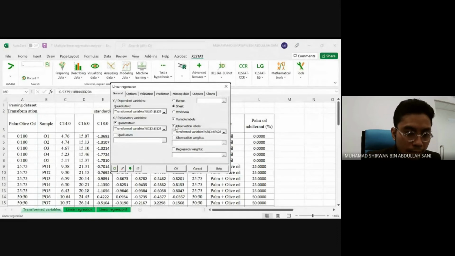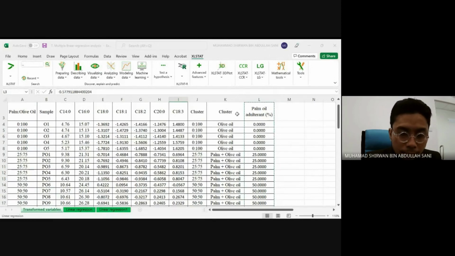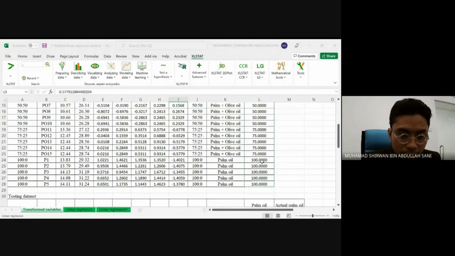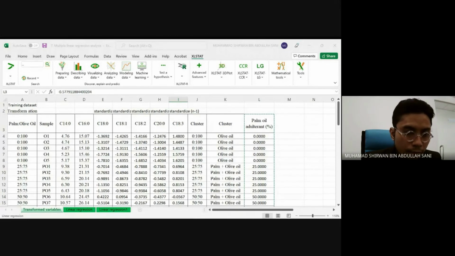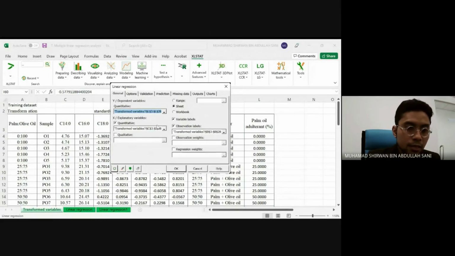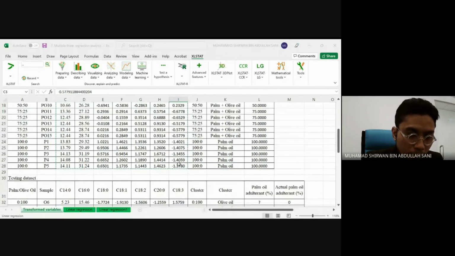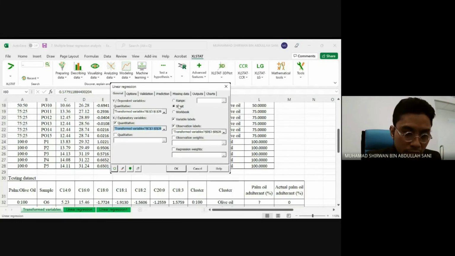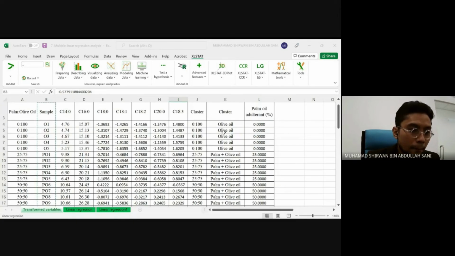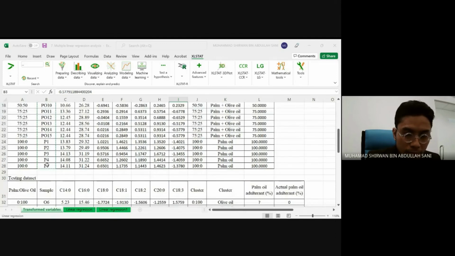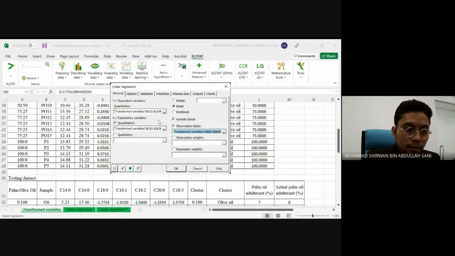Okay, so again, for Y dependent variables, click the palm oil title, drag down to the last 100% palm oil. And then for X explanatory variables, tick the quantitative box, and then click C14.0, drag to C18.3, drag down to the last sample row, and then make sure you click sheet. And then for variables labels and observation labels, please tick those boxes. And then for observation labels, click sample title, drag down to the last sample name. Okay. Up to that level, we complete setting the data for training.